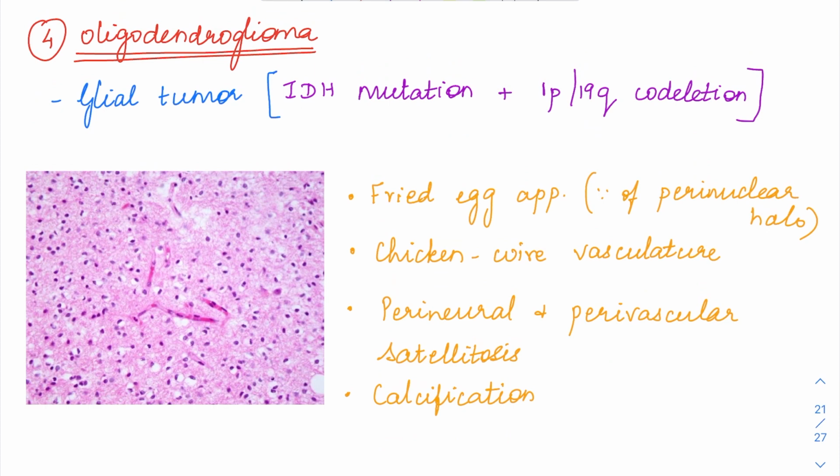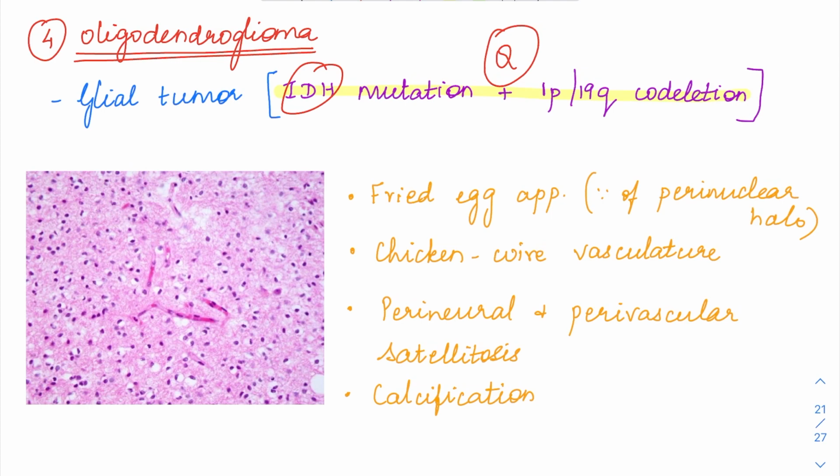So the next tumor will be oligodendroglioma. Oligodendrocytes are also glial cells, and from them also we can get a tumor. So this is a glial tumor which is defined by the IDH mutation along with 1p19q co-deletion. So when you have IDH mutation along with chromosome 1p and chromosome 19q co-deletion, you can call it an oligodendroglioma.